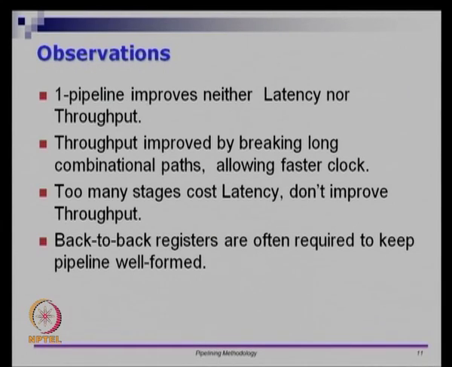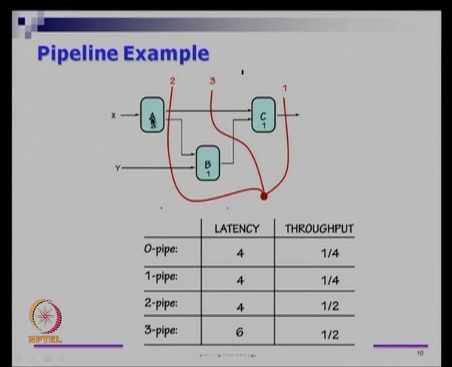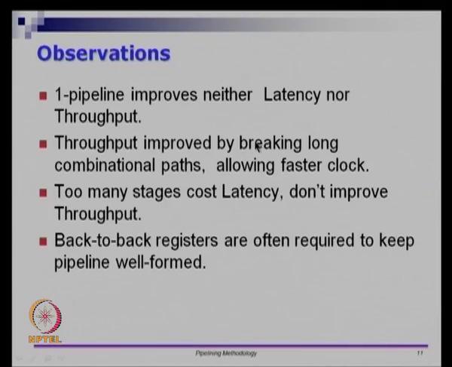The throughput is improved by breaking the long combinational paths, allowing for a faster clock. So, the longest combinational path is 2 plus 1. You put more and more flip flops along the longest combinational path first, that will improve your throughput. This is the same thing that we did in the previous circuit also. We took the longest path, which was through A, B, C and F, and on that path we introduced as many flip flops as we wanted. So, throughput is usually improved by breaking the long combinational paths. Too many stages can cause latency without improving throughput, and back-to-back registers are required to keep the pipeline well formed.